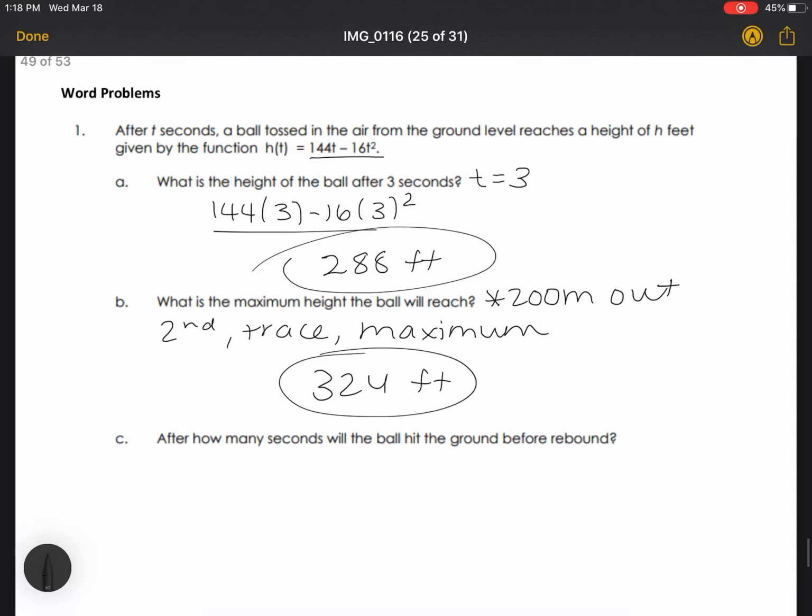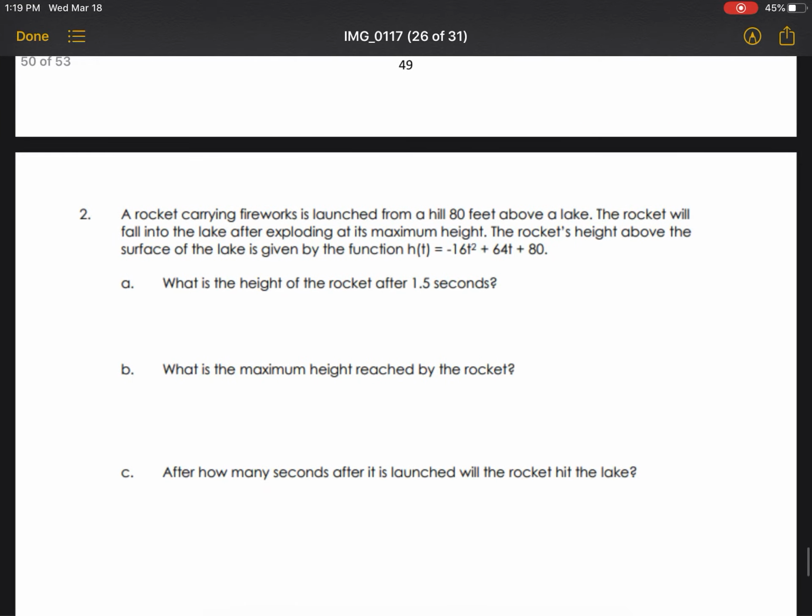After how many seconds will the ball hit the ground before the rebound? Couple different ways you can look at this. You can look at the graph and see when it is going to touch that x-axis again, or you could look at your table of values. So hit second graph on your calculator to see where we have a y value of 0. This is going to be after 9 seconds. This is a long set of notes.